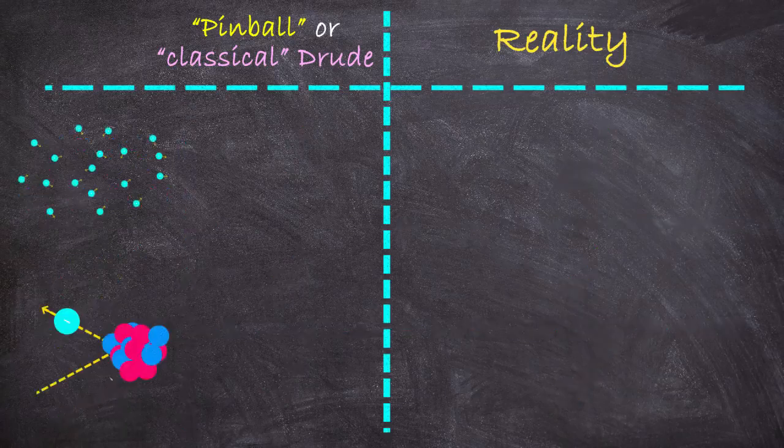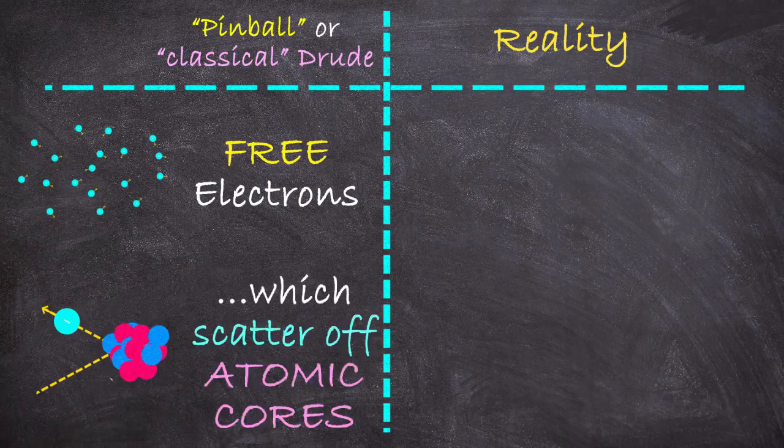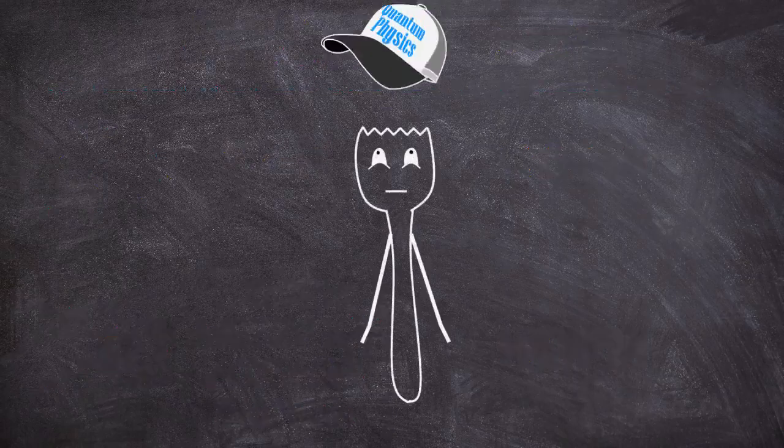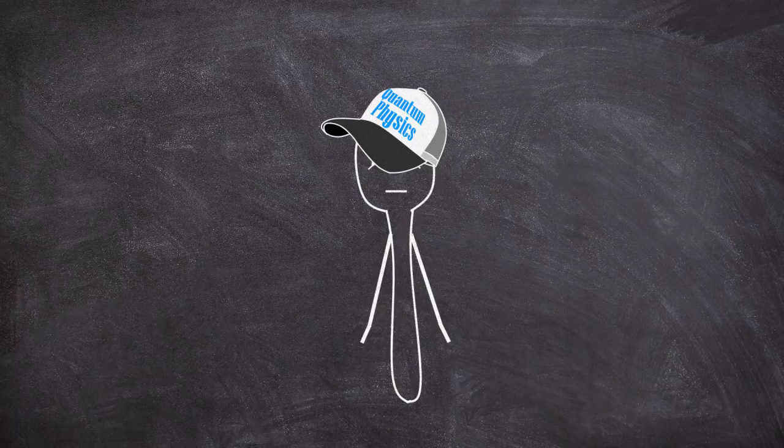However, what it gets wrong is what these electrons really are and what it is they're hitting. They're very different from free electrons, and it's not the ionic cores that scatter them. So let's put our quantum physics hats on and try to understand what's really going on.